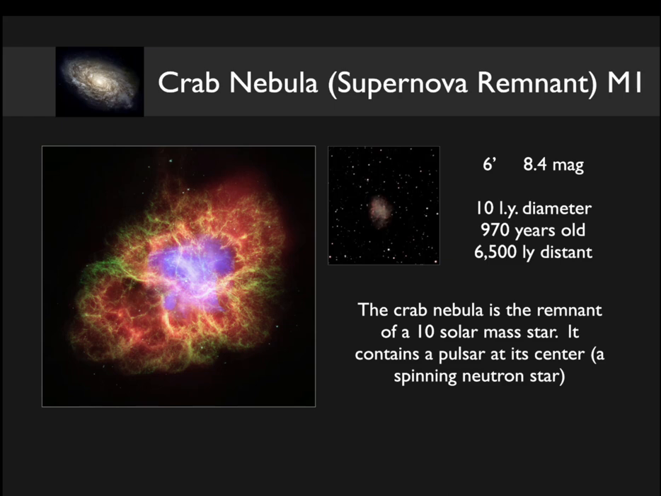The actual explosion was witnessed by observers 1,000 years ago in China. Folks 1,000 years ago saw a new, bright star in the night sky, and you could even see it in the daytime. Over the last 1,000 years, it's faded, and this nebula, this expanding gas, is what is left over. At the very center of this nebula is a pulsar, which is a spinning neutron star, and we can detect radio signals from that, but we won't be able to see that with our telescope.